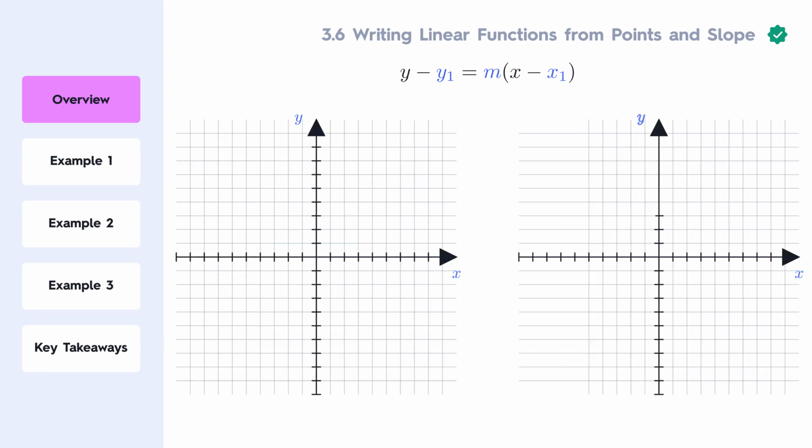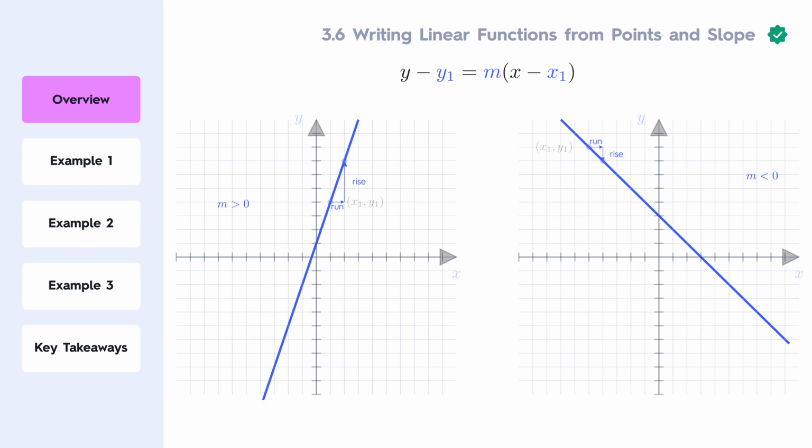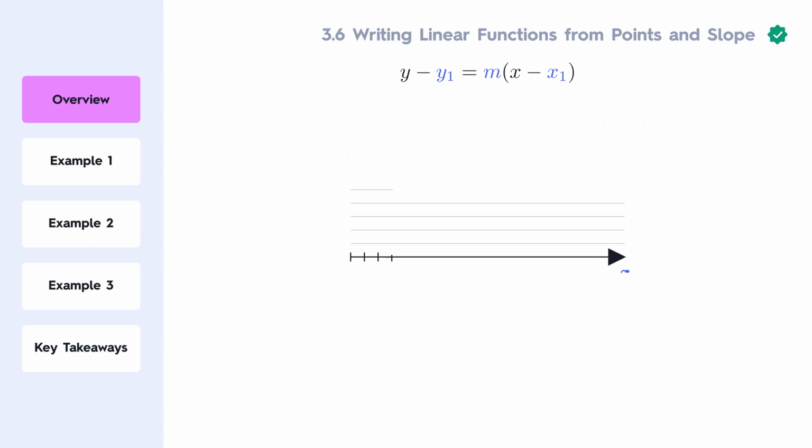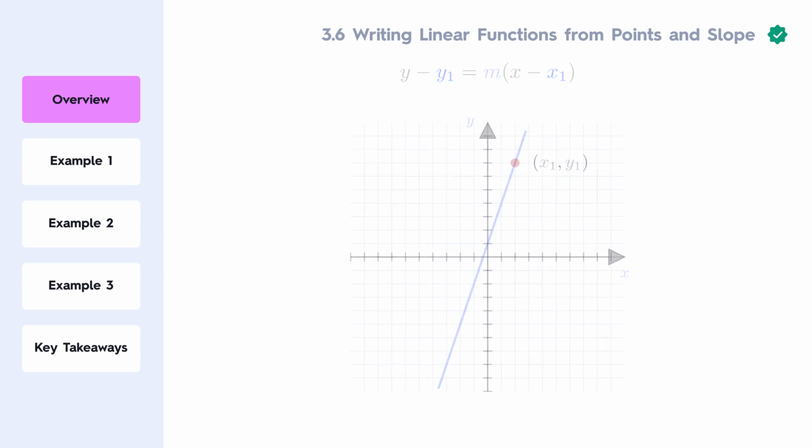Now, let's break this down. The slope m tells you how steep the line is. If m is positive, the line rises as it moves from left to right. If m is negative, the line falls. The point, x1, y1, is just any point that lies on the line. Once you substitute the slope and the point into the formula, you can rearrange the equation into different forms, like the slope-intercept form y equals mx plus b. Let's cover that in more detail as we go through examples.